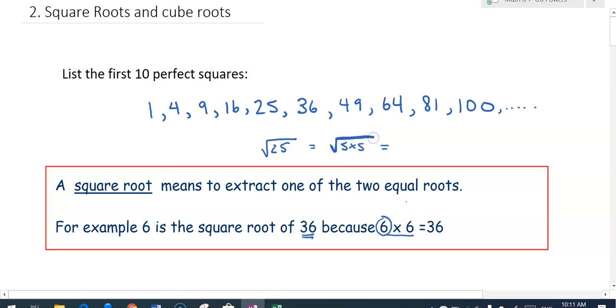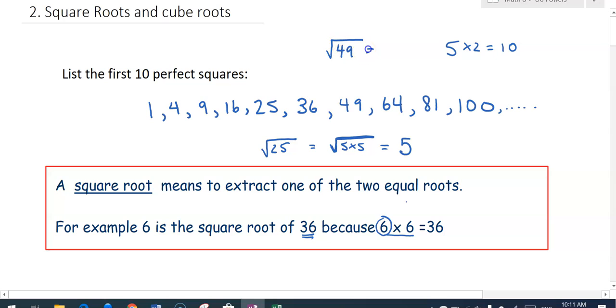So if you multiply by something, you change, right? If I have 5 and I double it, it becomes 10. If I have 25 and I take the square root of it, it becomes 5. It becomes one of those two equal roots, right? So by putting the square root over a number, we are applying an operation to the number. We are telling it to do something.